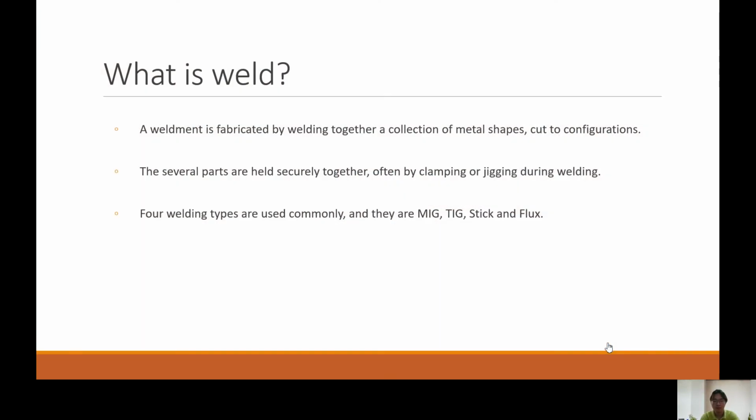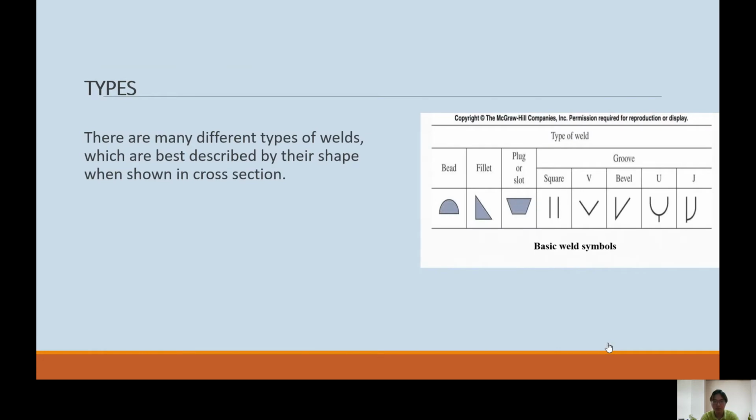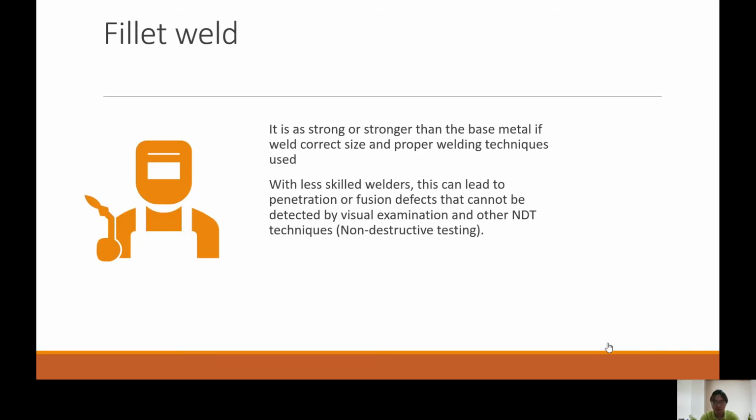A weldment is fabricated by welding together a collection of metal shapes. During welding, they are held together by clamping or jigging. The commonly used welding types are MIG, TIG, stick, and flux. There are many different types of welds, which are best described by their shape when shown in cross-section. In this case, a fillet weld is used. It is as strong as or stronger than the base metal if the weld is the correct size and proper welding technique is used.